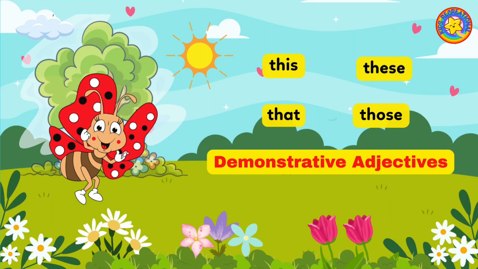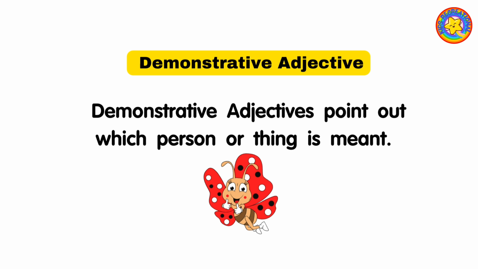I pointed out the flowers by using the words this, that, these and those. We use these words as demonstrative adjectives. Demonstrative adjectives point out which person or thing is meant.